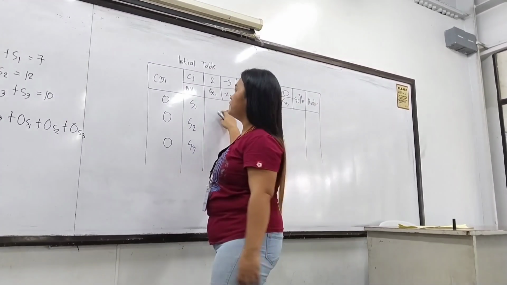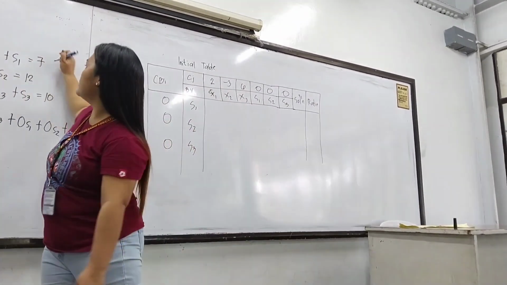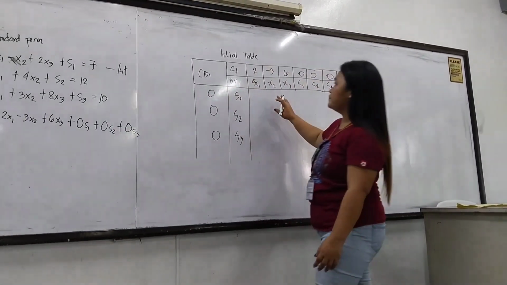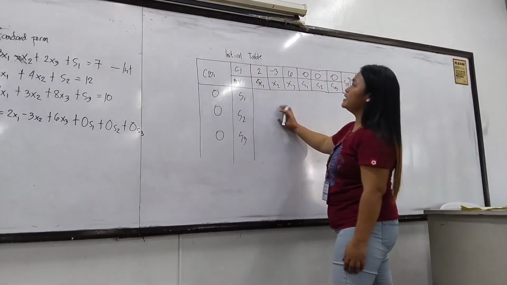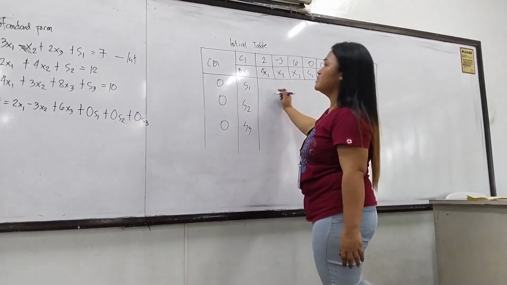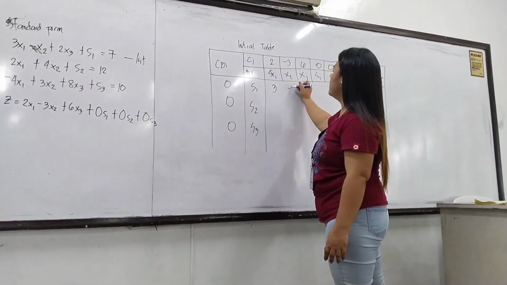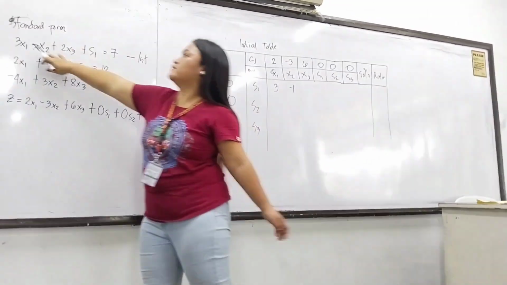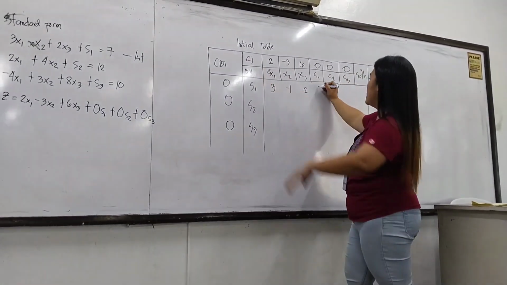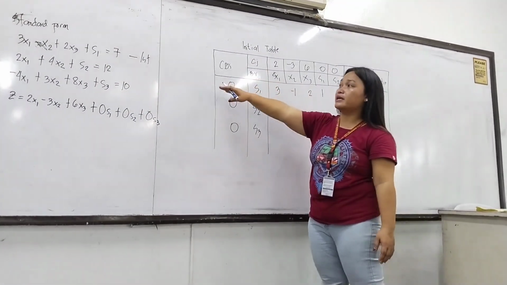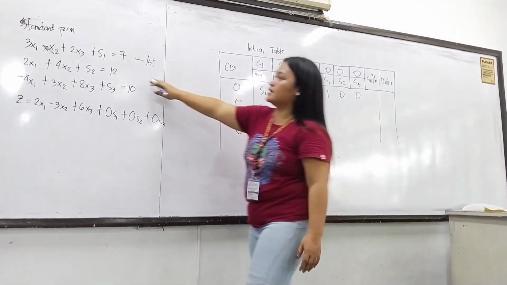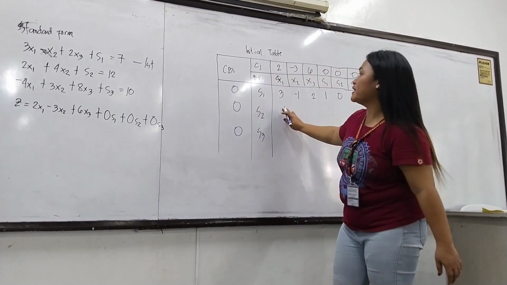So the first constraint here is this one. This is the first constraint. So we fill up the standard form here into a simplex table. So 3, negative 1. Our x2 here is negative 1, and 2. Our s1 is 1. Then we don't have slack variables 2 and 3, so we put 0 here and 0.